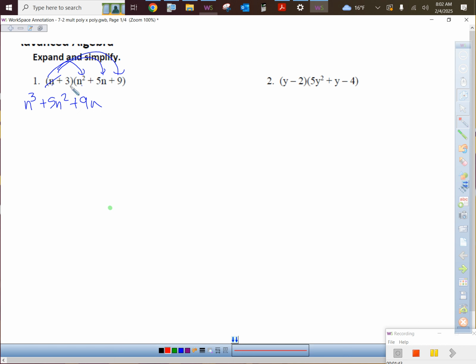So can we take 3 times each one of these guys also? But instead of continuing on in this fashion, I'm going to stack them on top of each other. So what's 3 times n squared? 3n squared, so it's a positive 3n squared. And then 3 times 5n is 15n, and 3 times 9 is 27.